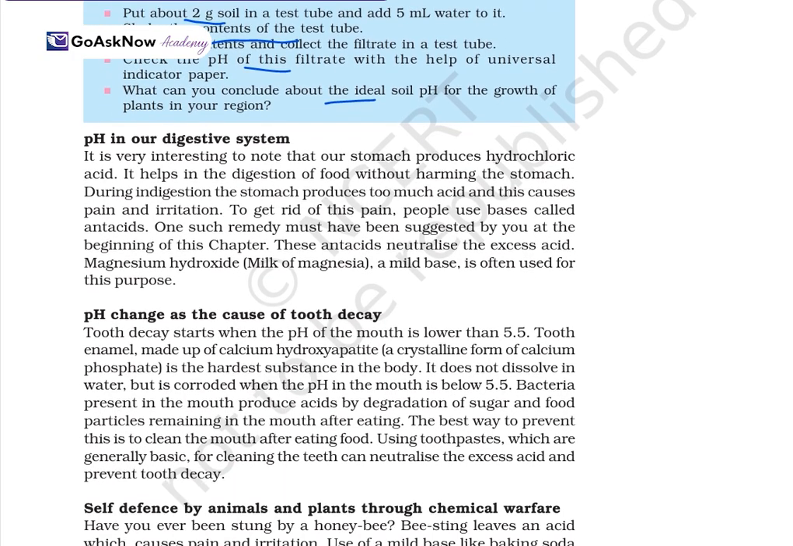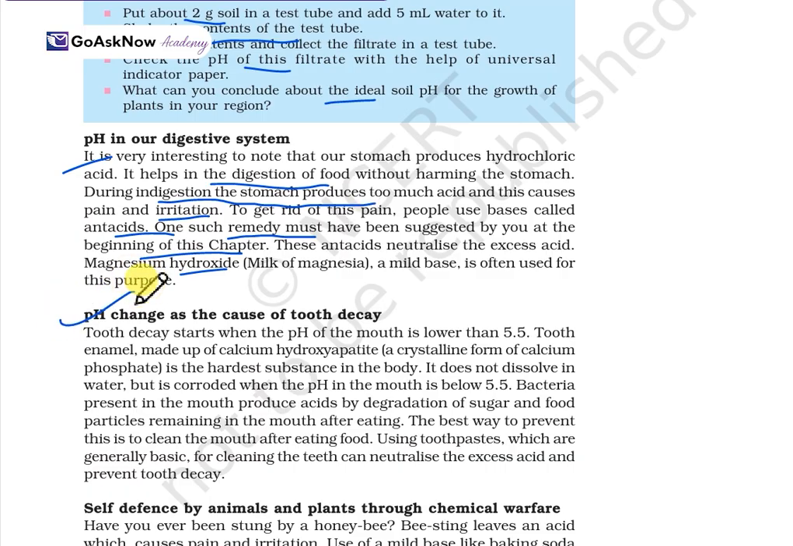Now the pH in our digestive system. It is very interesting to note that our stomach produces hydrochloric acid. It helps in the digestion of food without harming the stomach. During digestion, the stomach sometimes produces too much acid, and this causes pain and irritation. To get rid of this pain, people use bases called antacids, and such a remedy must have been suggested by you. As mentioned at the beginning of this chapter, antacids neutralize excess acid. Magnesium hydroxide, milk of magnesia, is used for this purpose. So this is the pH in our digestive system.